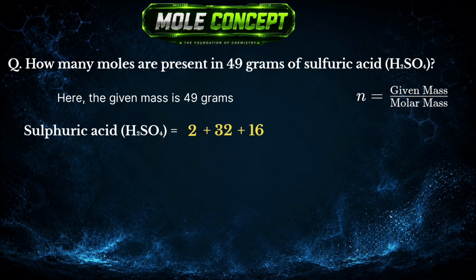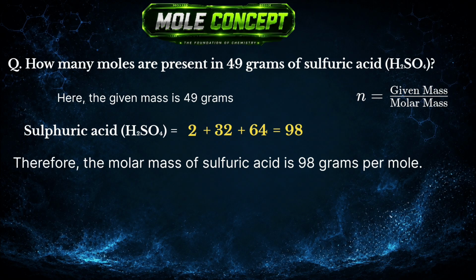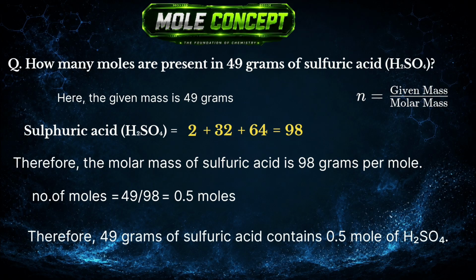Oxygen has an atomic mass of 16, and there are 4 oxygen atoms. So, multiply 16 by 4. 16 times 4 equals 64. Now add all the atomic masses together. 2 plus 32 plus 64 equals 98. Therefore, the molar mass of sulfuric acid is 98 grams per mole. Number of moles equals 49 divided by 98. Number of moles equals 0.5 mole. Therefore, 49 grams of sulfuric acid contains 0.5 mole of H2SO4.